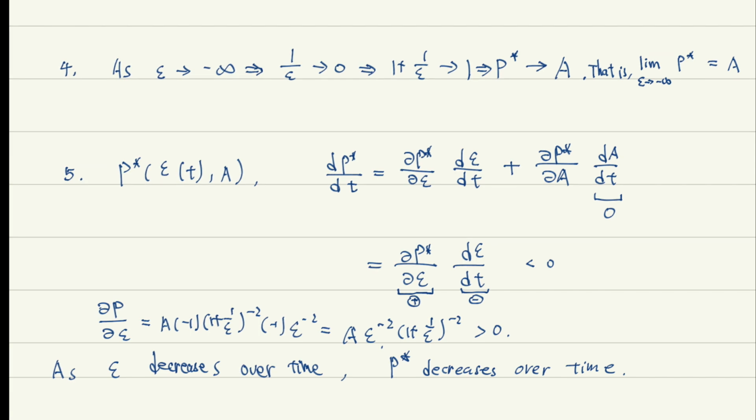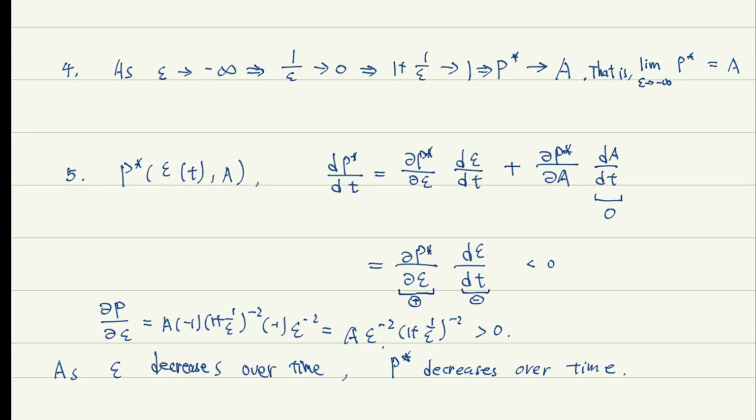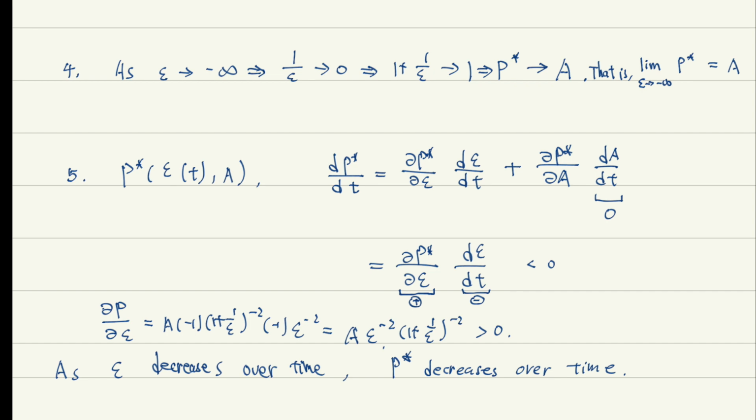If demand becomes increasingly elastic over time, that is to say, if d epsilon dt is negative, then the whole thing, d price dt, is negative. A negative dp over dt means price decreases over time.